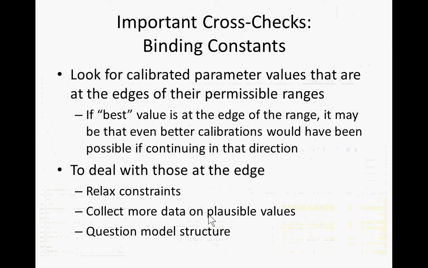You want to be suspicious about calibrated parameters that are at the edge of their legal values. That probably means it would have gotten better had it gone beyond that edge, in which case you've got to be asking, is that limit you've provided well-founded? Why is it getting better? Enhancing your intuition here, your understanding of why this is good or bad, is very helpful. And to deal with those at the edge, you can sometimes relax constraints, but collect more data on plausible values, and question the model structure often.